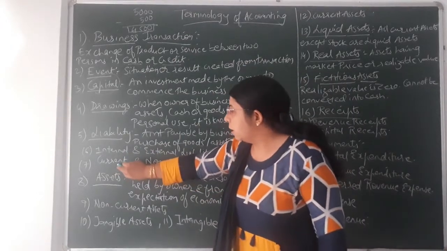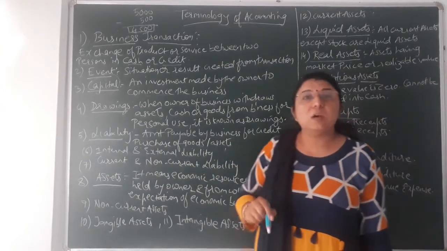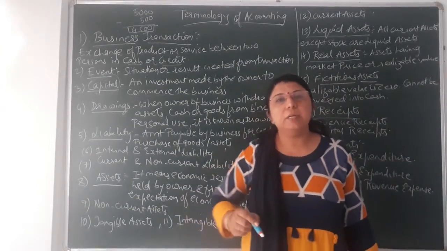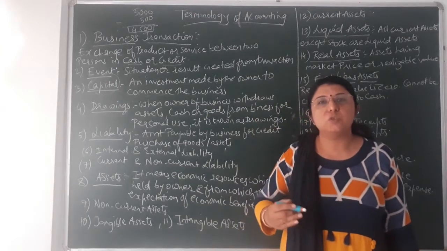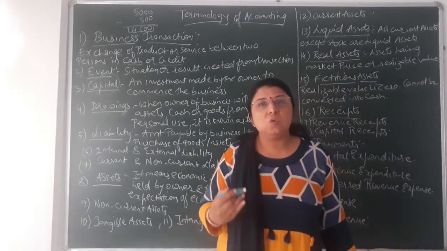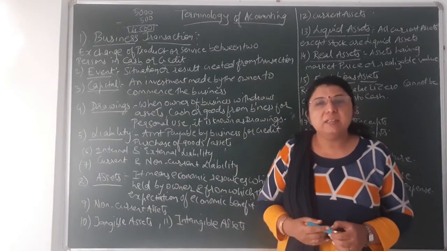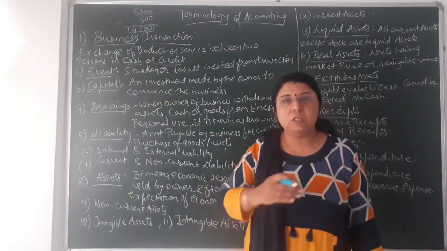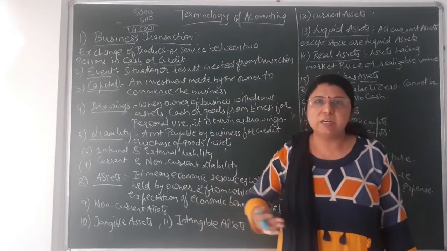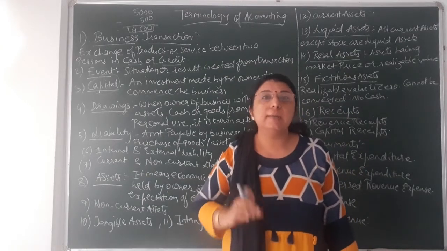Next comes the 7th point, current and non-current liability. Now what is current and non-current? Current liability means the amount which is to be paid within a period of 1 year. Then that is called current liability. Suppose we have purchased goods on credit, then within that current year we have to make the payment after 3 months, 2 months or 6 months. So that is called the current liability.